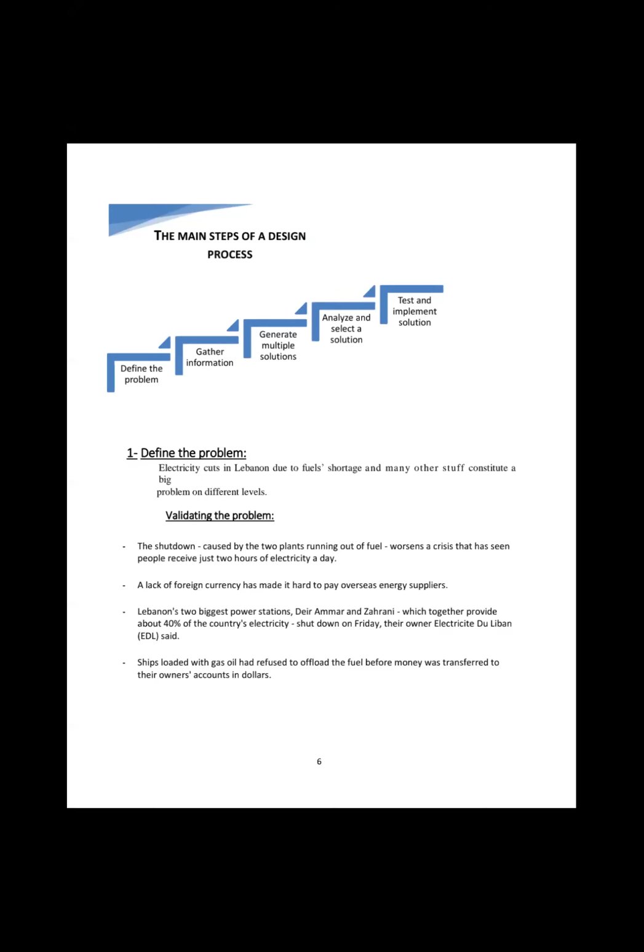Okay, the table of content, list of figures, list of tables. The main steps of the design process: define the problem, gather information, generate multiple solutions, analyze and select a solution, test and implement solutions. Define the problem: electricity cuts in Lebanon due to fuel shortage and many other factors constitute a big problem on different levels.